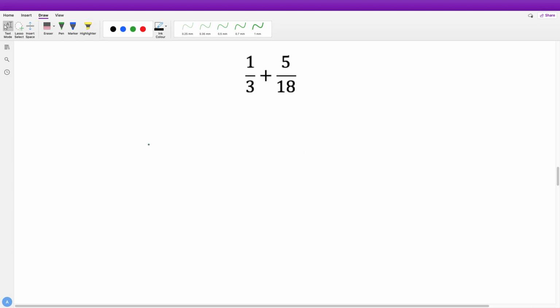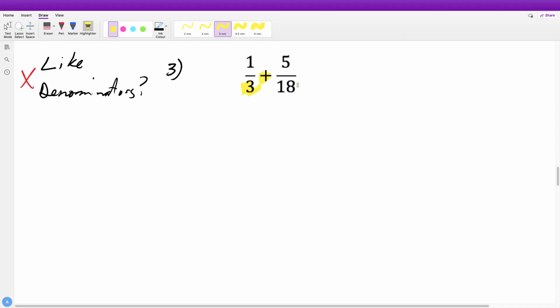All right, so for this one, for question number 3, we have 1/3 plus 5 over 18. So we identify what operation are we doing, because if this is multiplication and division, it's super easy. We don't have to worry about finding common denominators. So then we look, okay, we know we're adding. So do we have like denominators? It's the very first question that we are always asking ourselves. In this case, no, we don't, because 3 and 18 are not the same. So we know that we do not have like denominators.